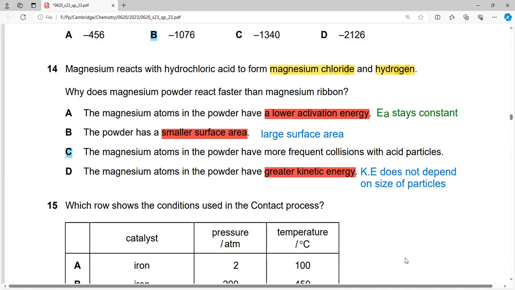Magnesium atoms in the powder do not have a greater kinetic energy. Kinetic energy depends on the temperature. It does not depend on the size of the particle. So that's why C is our correct option here.